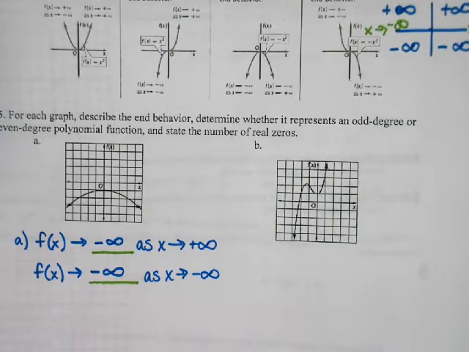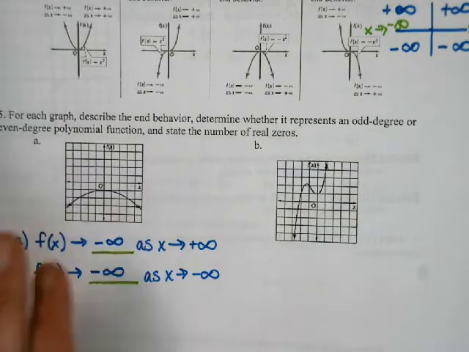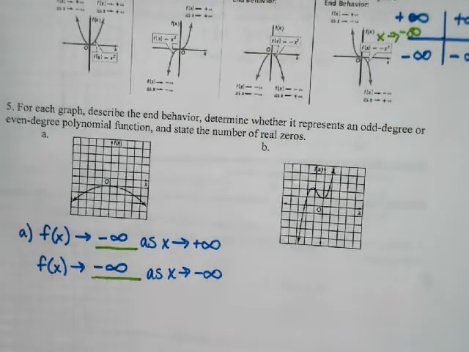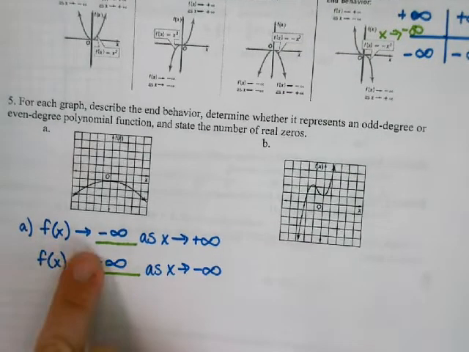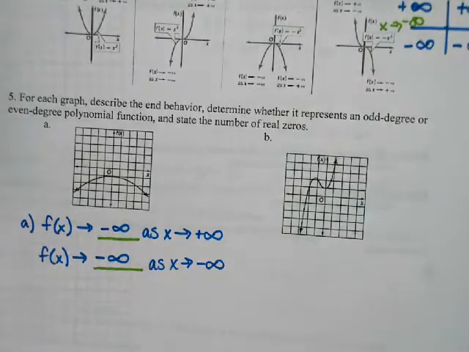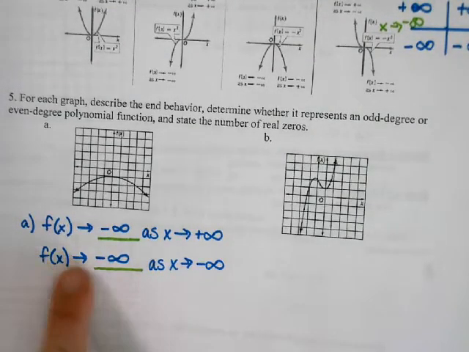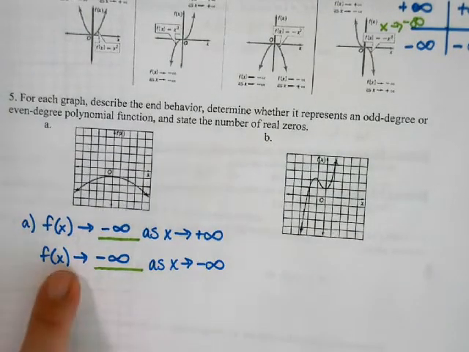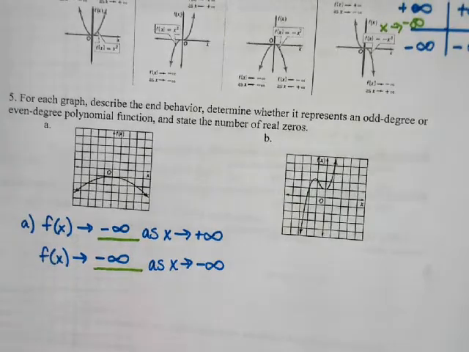Questions on that? So the only thing you're going to change is that green line. Does that make sense? That's the only part that changes when you talk about end behavior. So what does the graph do as we go to positive infinity? As the x's get bigger, is he going up or down? As the x's get smaller, is he going up or down? Does that make sense? Yeah.